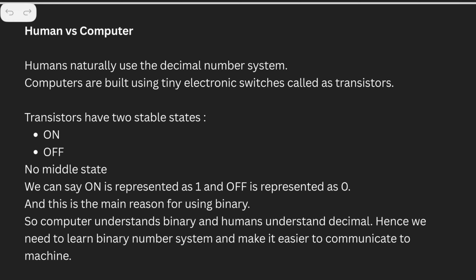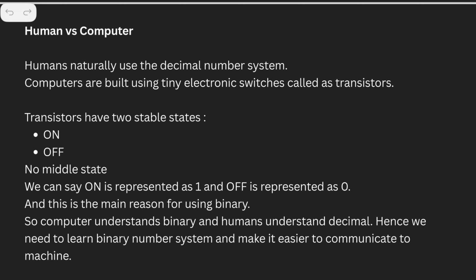Now the question is, why do computers only understand the binary number system and why do humans understand the decimal number system? Well, it's natural for us humans to understand the decimal number system. Maybe because we have 10 fingers, I don't know. But it is very natural for us. Maybe we are taught in that way, so maybe we are very comfortable with the decimal number system.